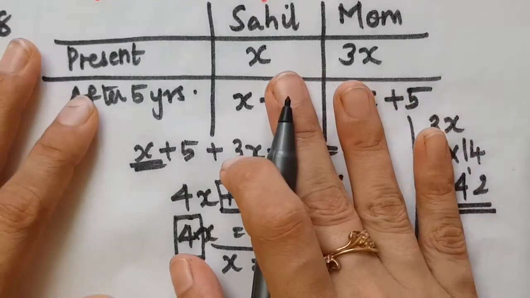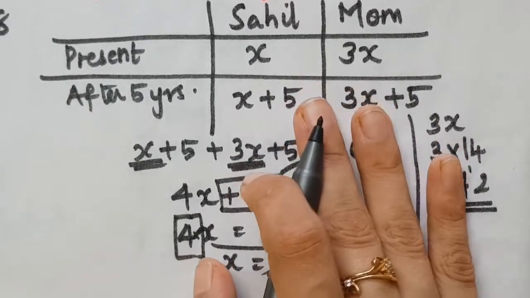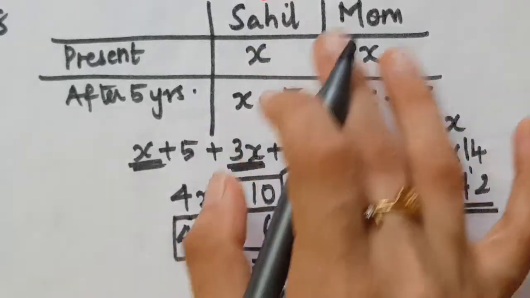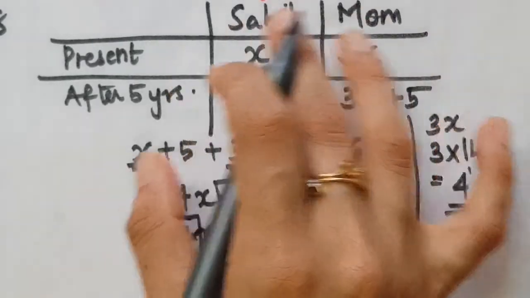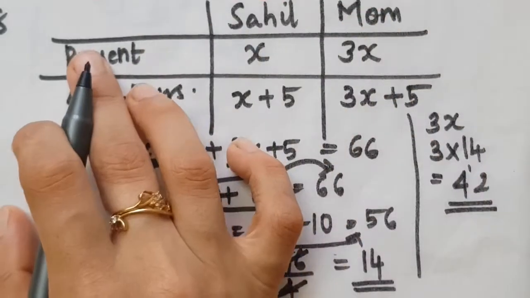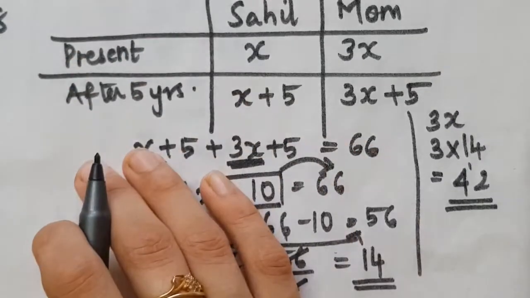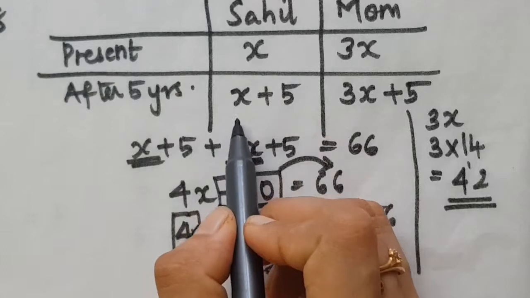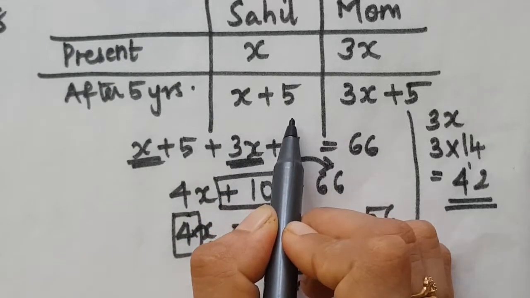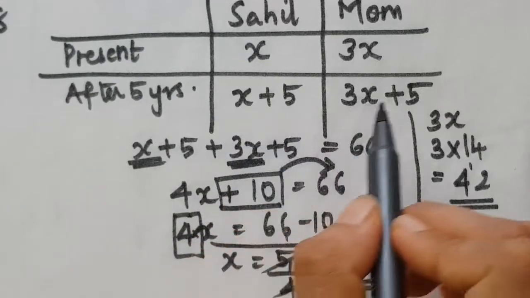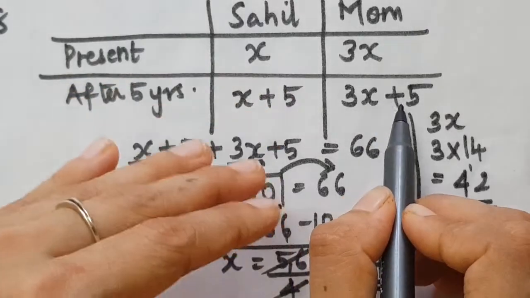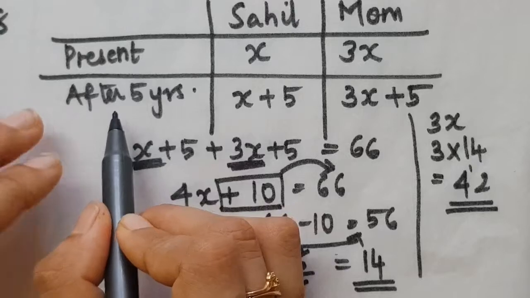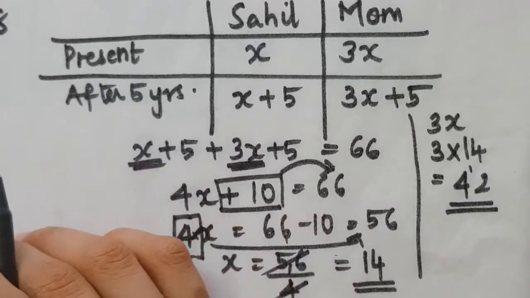So solving age problems is very simple. All you have to do is interpret the question correctly, make the columns according to whoever's names are given, and then write the present age, and then after 5 years or before 3 years. So if it was before 3 years, it will be x minus 3. Okay, because 3 years back. So this will also become 3x minus 3 because it is before. If it is after, it will be plus, and if it is before, it will be minus.